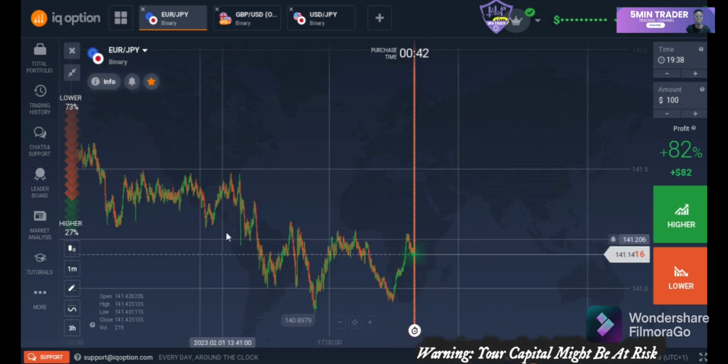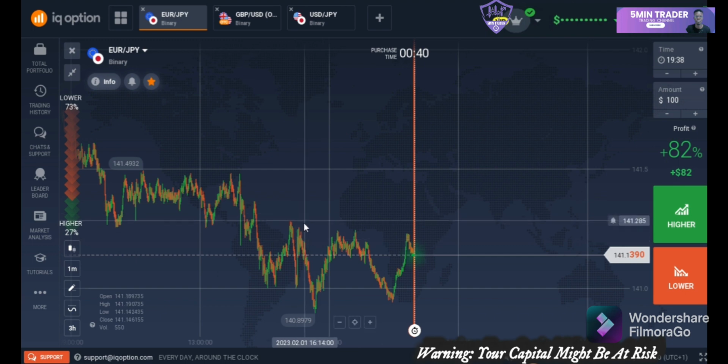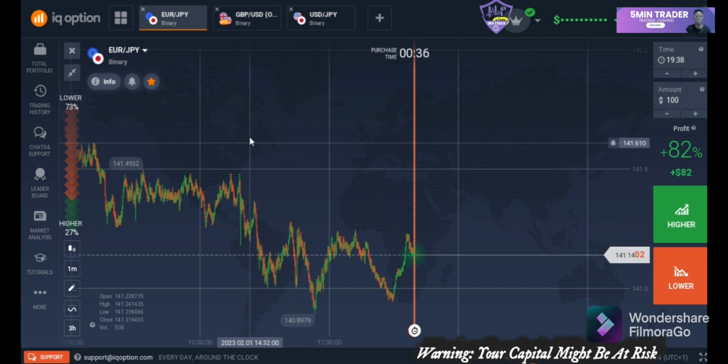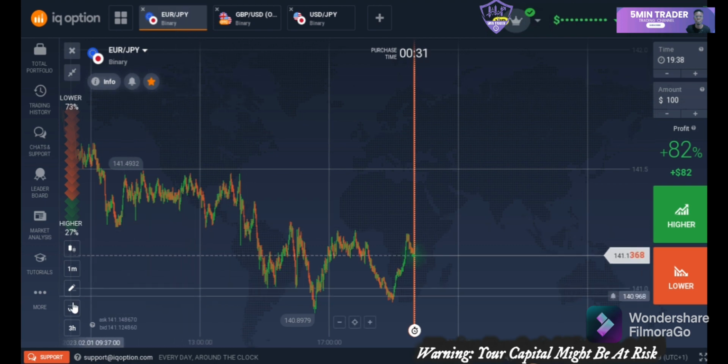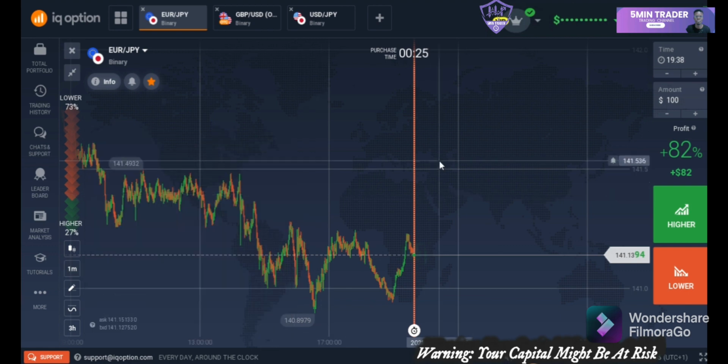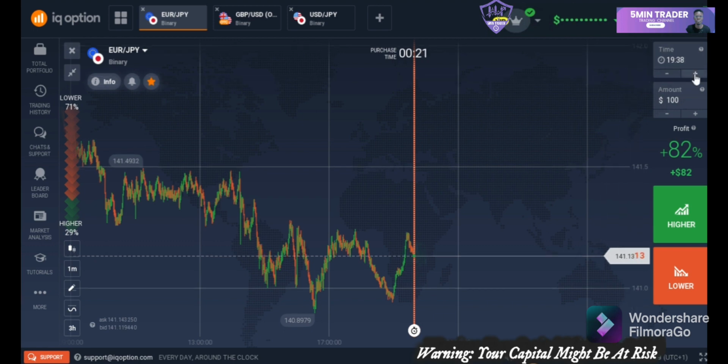This is binary options, this is not forex, so you don't have to worry about stop losses. I am currently on the IQ Option platform, and this is the EUR/JPY currency pair. I am currently analyzing the 1 minute time frame, as you can see here, and I will be taking a trade for 5 minutes, so I will have that set up.